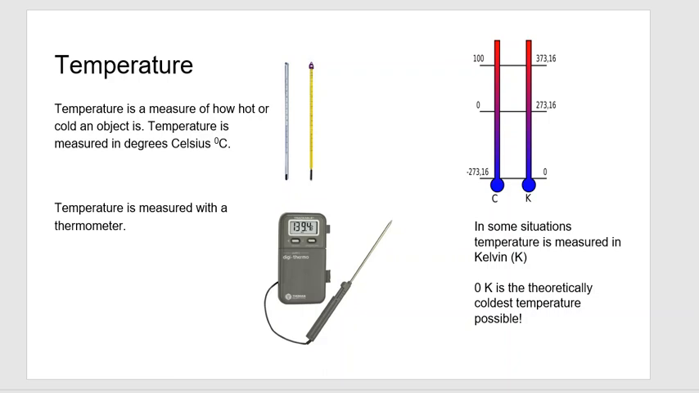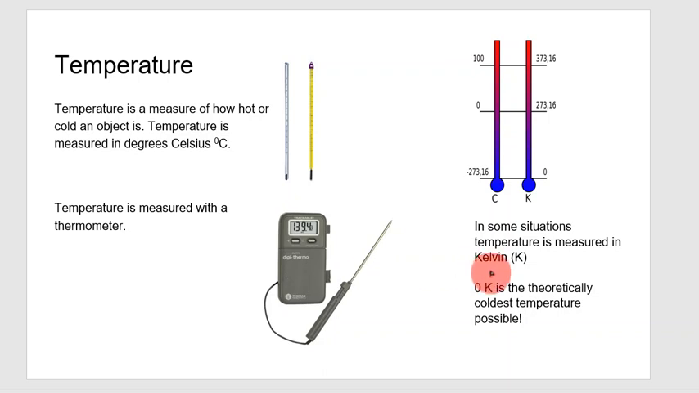Temperature is measured in degrees Celsius, and we also use another scale called the Kelvin scale. Generally, when we're measuring temperature, we measure it with a thermometer, something that looks like this, or you can also have digital thermometers as well.